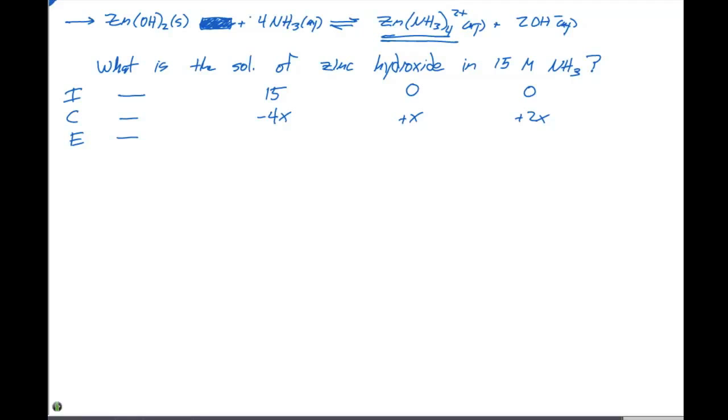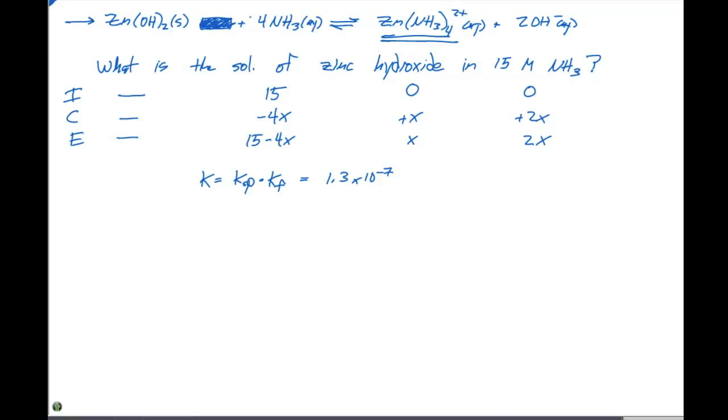This gives an equilibrium concentration of 15 minus 4X for our ammonia, X for the complex ion, and 2X for the hydroxide. From the previous notes on Wednesday, our K expression is equal to the KSP times the KF, because that's the two steps that are occurring. If we multiply those two together, we get 1.3 times 10 to the minus 7. So this is going to be our K for this overall reaction.